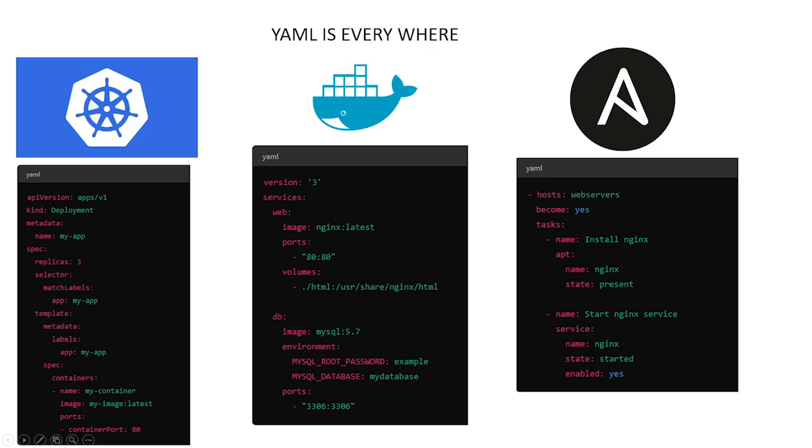As per the example, you can see in Kubernetes, YAML is used for defining the configuration like deployments and services, right? In Docker, YAML is used to define multi-container applications, the Docker compose files like that. In Ansible, you can see that YAML is used for playbooks that automate tasks across your infrastructure. Okay, so I hope you get the point, right? YAML is used everywhere.